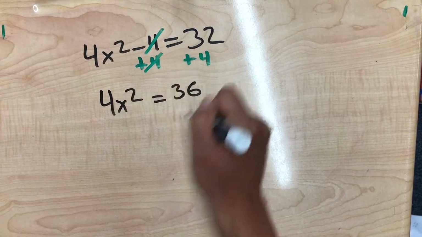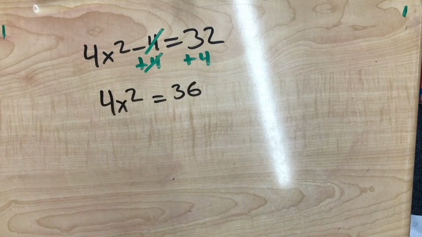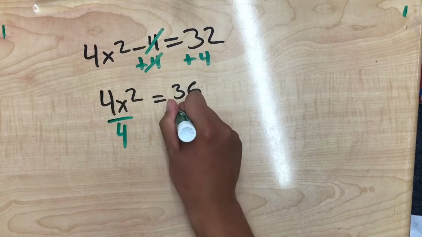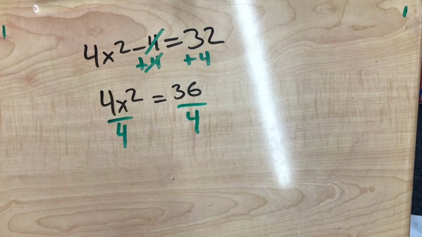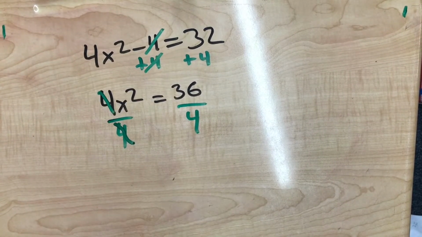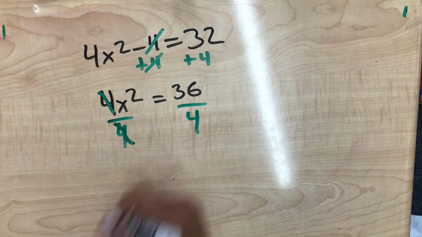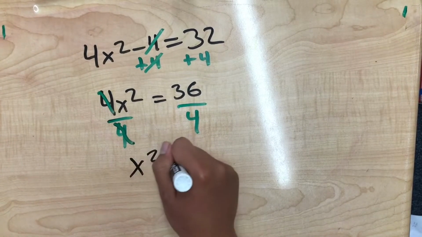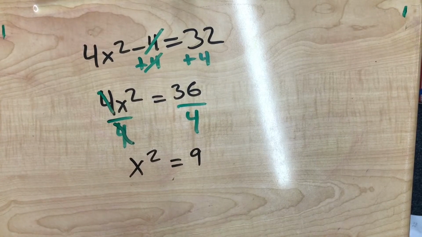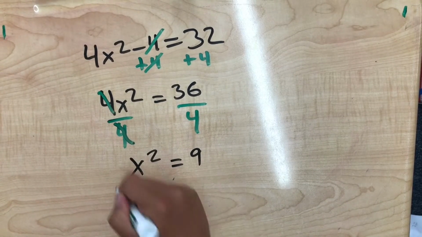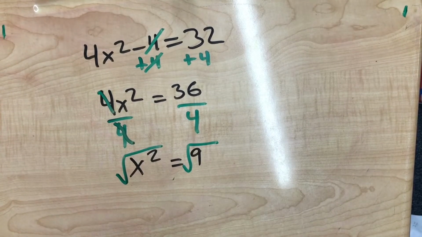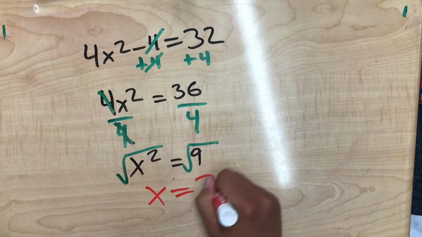But as you can see, our x still isn't on its own. So we have to divide by 4 on both sides. Now we're left with x squared equals 9. But once again, our x is still not by itself. So now we have to square root both sides. So our final answer is x equals 3.